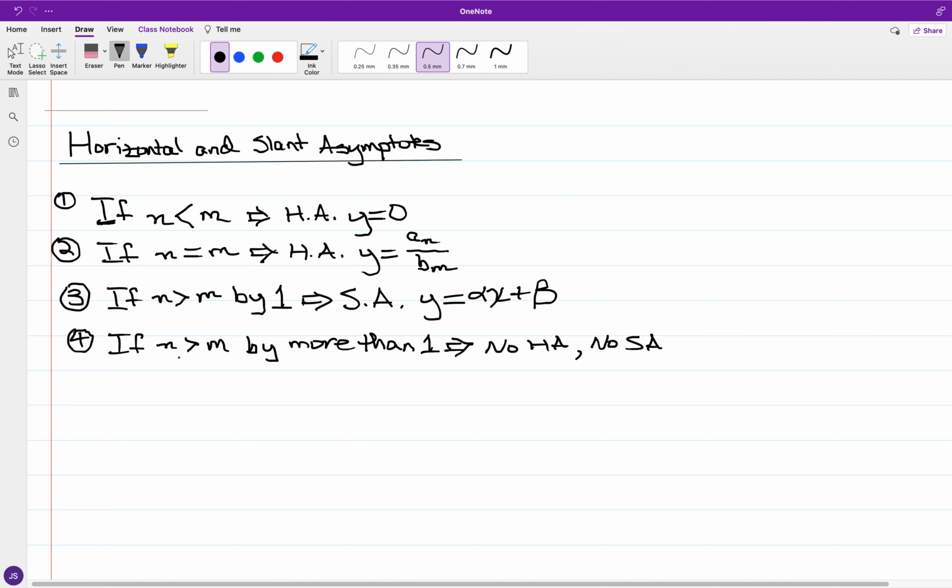And if the difference between the numerator and denominator is such that the degree of the numerator is 2 degrees or higher, then there's going to be no horizontal or slant asymptote.